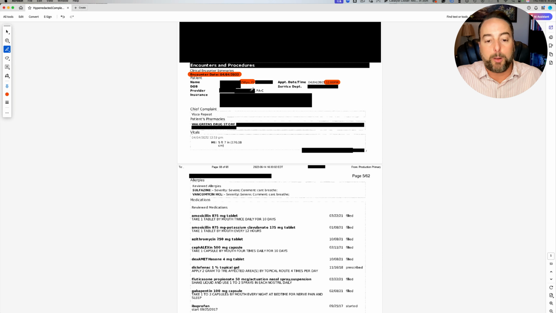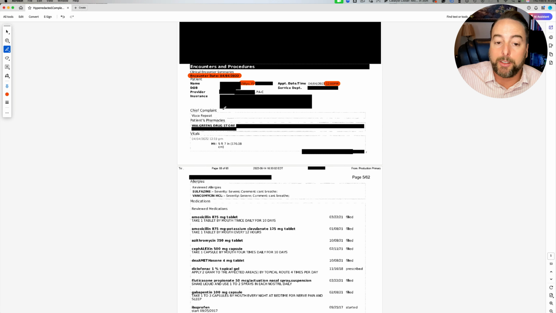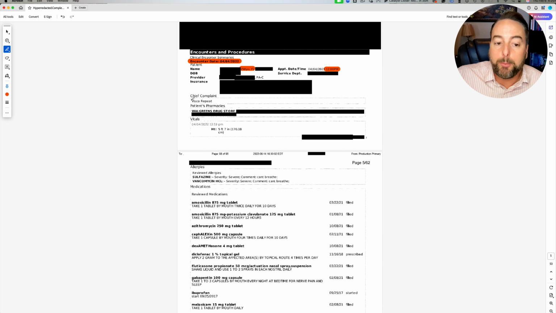All of this stuff you're going to put in. Who the provider was. That's redacted here, but that could be very important. How about the insurance? Probably not. It's redacted here, but insurance probably not going to be very relevant to the medical analysis on this case. Here's your chief complaint. Is that going to be important? Well, yeah, absolutely. And this one just happens to be a Visco repeat.